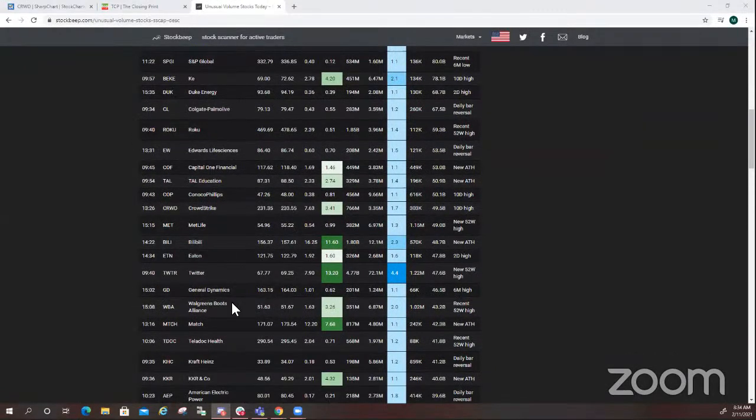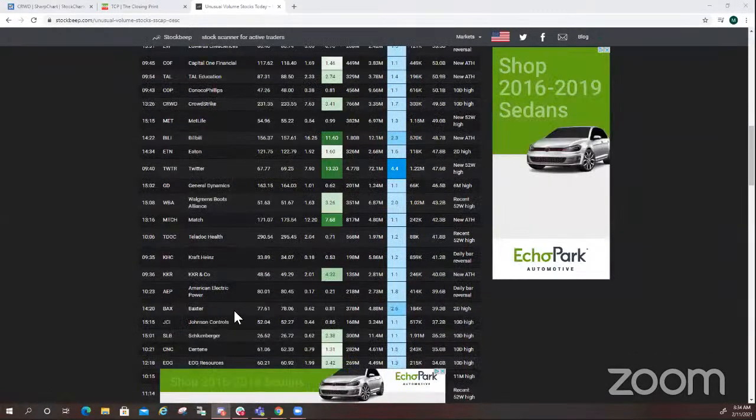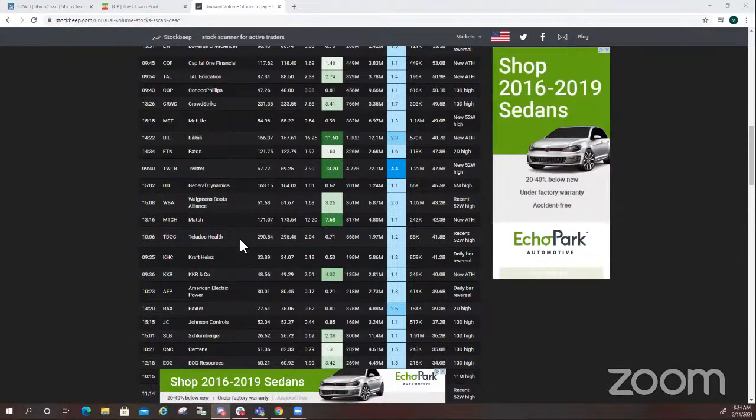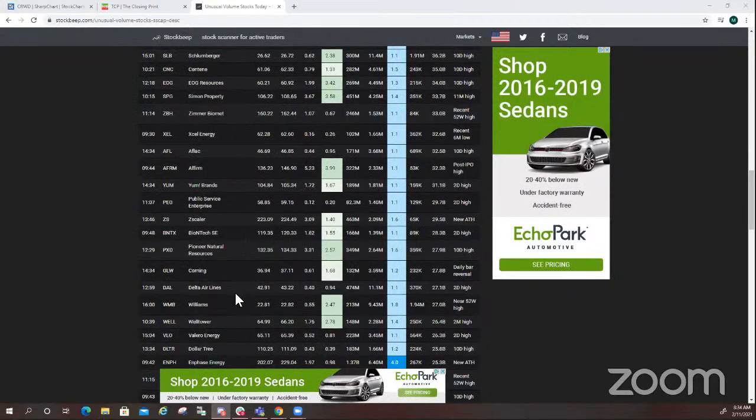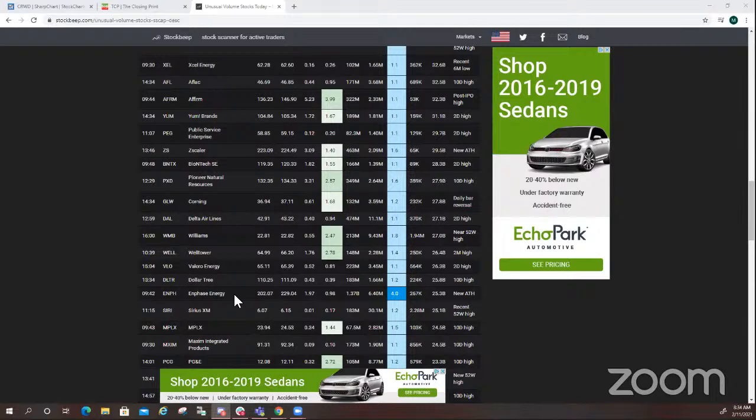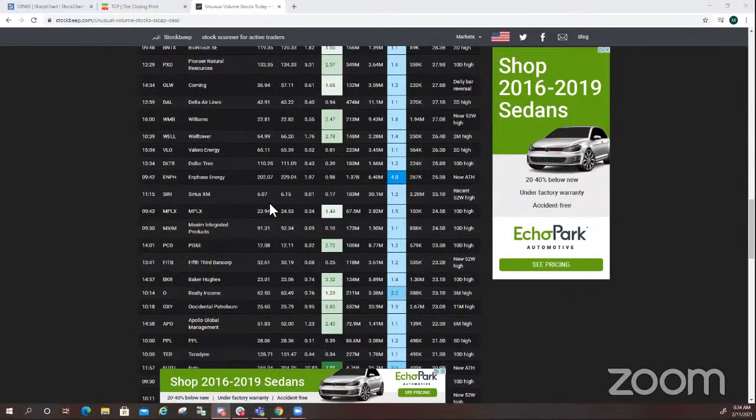Baxter yesterday, that's a pretty big cap stock that probably wouldn't be in play. So this is the way you can do it. ENPH, that's a stock that I'm looking at, so we'll go over that real quick. But this is a simple way to do it.